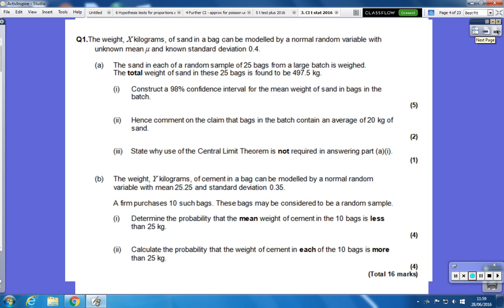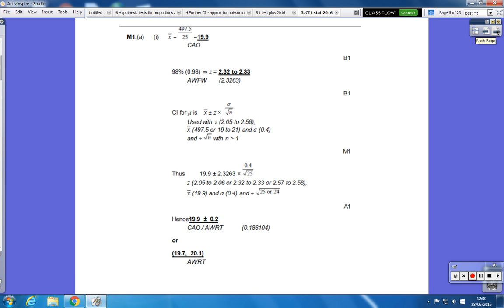If you want to pause and have a go at this, it'd be a good idea. I'm not going to, but this is just a normal SS02 confidence interval and an S1 confidence interval question, actually. So pause this, have a go at it. In the next couple of pages, it's got the answers. Here are the answers. So you're basically looking for this one here.